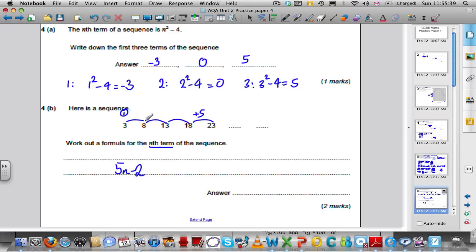Let's just check it works for the second. 5 times 2 is 10. 10 take away 2 is 8. 5 times 3 is 15. 15 take away 2 is 13. 5 times 4 is 20. 20 take away 2 is 18. 5 times 5 is 25. Take away 2 is 23. So definitely the nth term is 5n subtract 2.